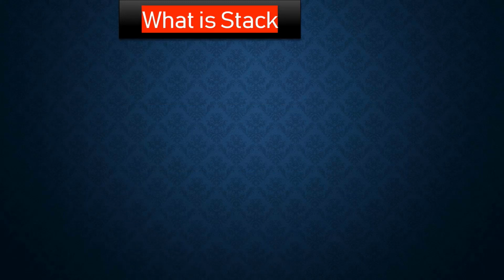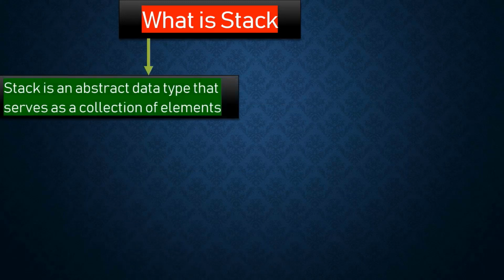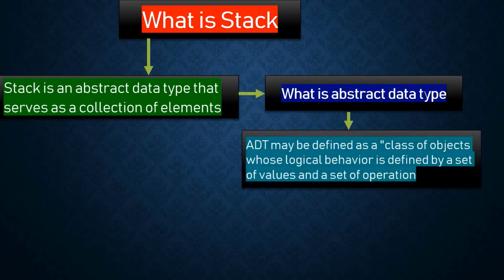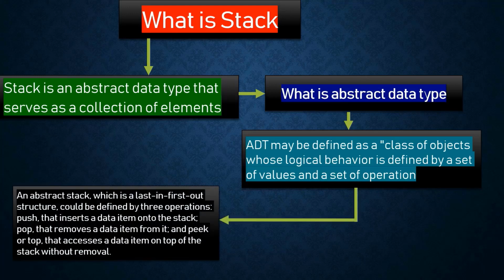Stack is an abstract data type that serves as a collection of elements. Now, what is an abstract data type? Basically, an abstract data type may be defined as a class of objects whose logical behavior is defined by a set of values and a set of operations. Like an abstract stack, which is a last in first out structure, could be easily defined with three operations.